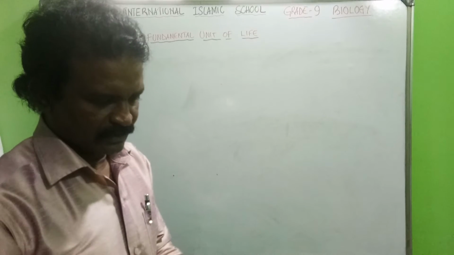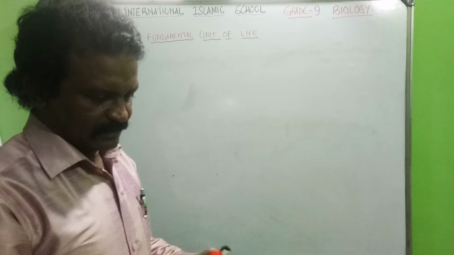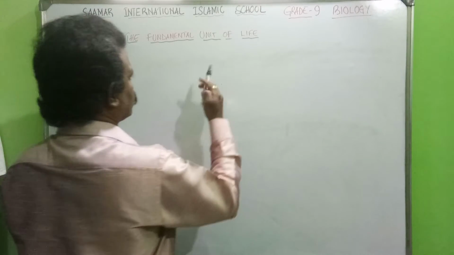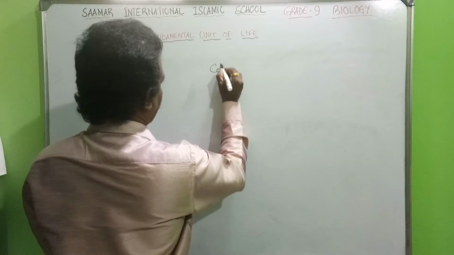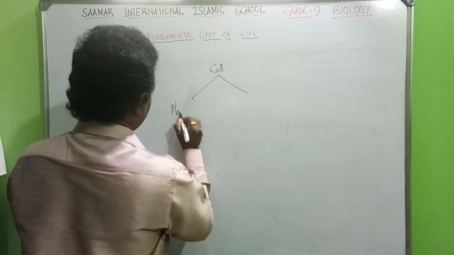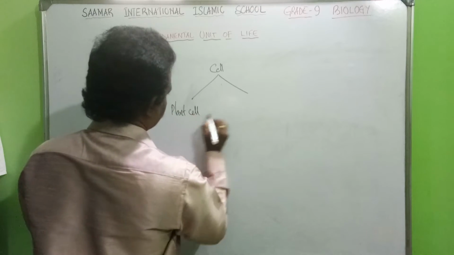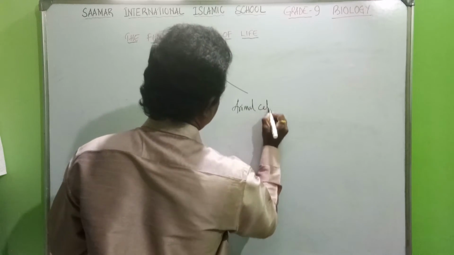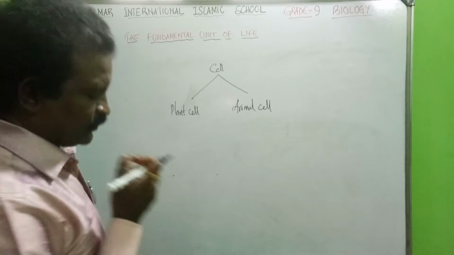Now if you see the cell, there are two types of cell: plant cell and animal cell, as I told you. Clear?